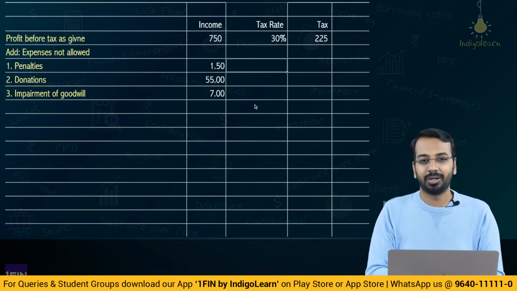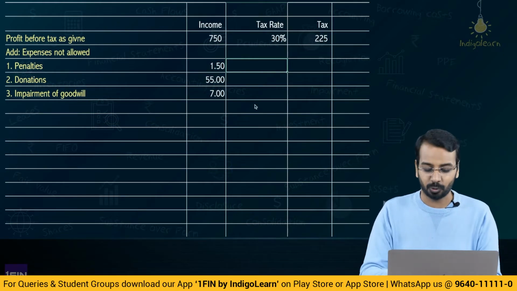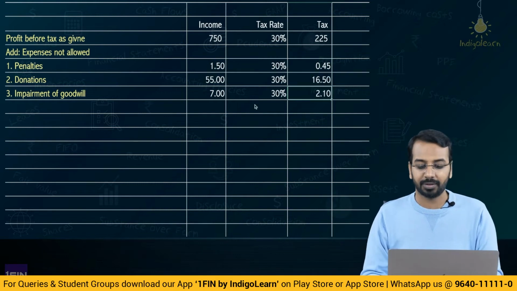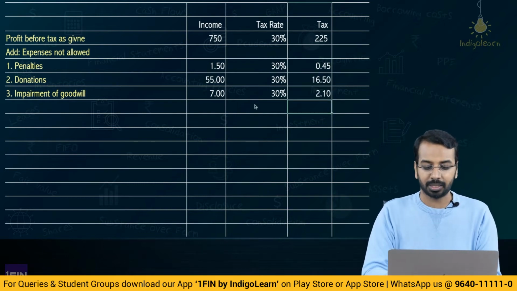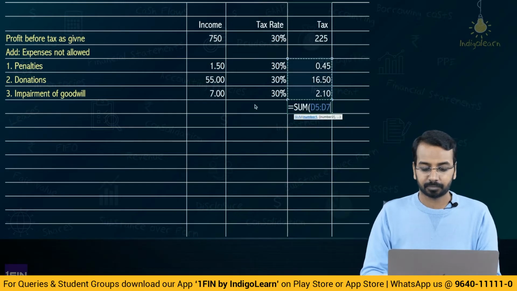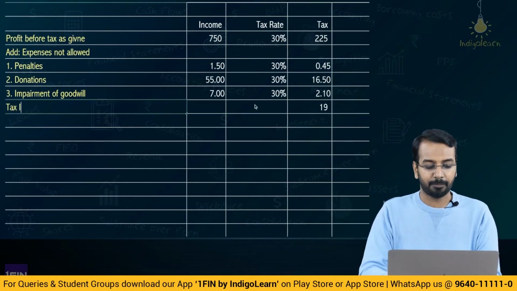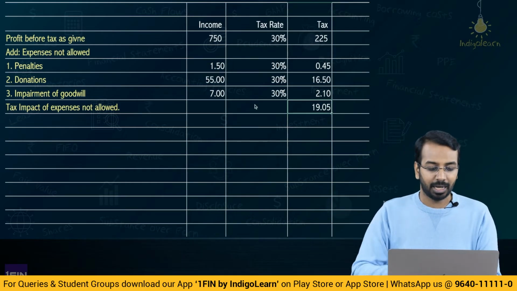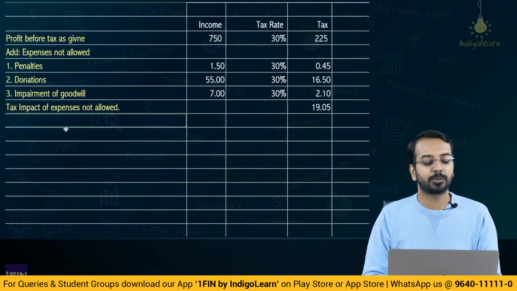Now if these are not deductible, what will happen to your tax? Tax will be higher. So if you apply the 30% tax rate, these will be higher. 1.5 into 30%, 0.45, 16.5 and 2.1. So this is the tax impact of expenses not allowed, which is coming to 19.05 lakhs, right? Now this is the tax impact of expenses not allowed.